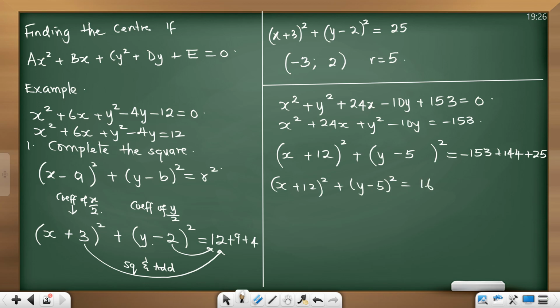Okay, so what's the center? Negative 12, 5. Sign will change there. All right. And what's your radius? 4. Are we okay there? Please, thumbs up, thumbs down. Let's start from there.